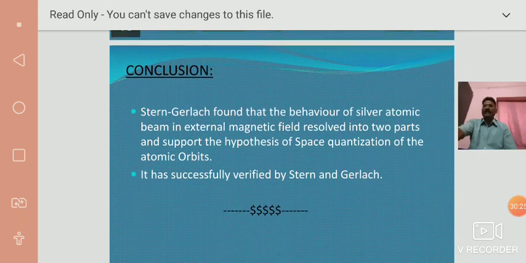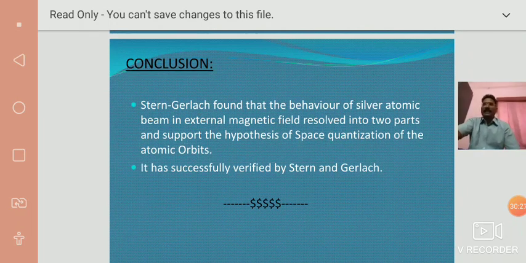And finally, the conclusion. Stern and Gerlach found that the silver atomic beam in an external magnetic field resolved into two parts or two lines, supporting the hypothesis of space quantization of the atomic orbits. It has been successfully verified by Stern and Gerlach.